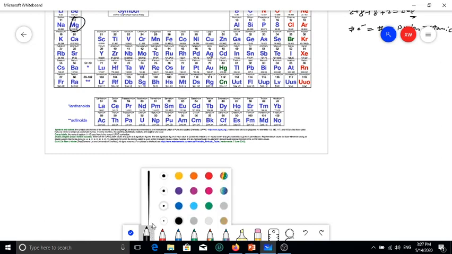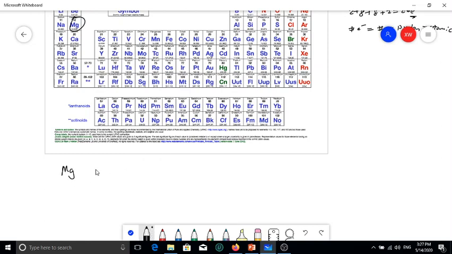Alright, so magnesium is Mg with atomic number 12, so that means 12 protons. Mass number is 24, minus 12, that means there are 12 neutrons. And there are 12 electrons as well, as a neutral atom. So these 12 electrons will look like this: 2 electrons on the first layer, 8 electrons on the second layer. On the third layer, you have 2 electrons as well. So you can see valence electrons are these 2 electrons on the third layer.